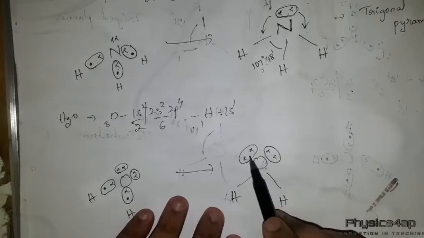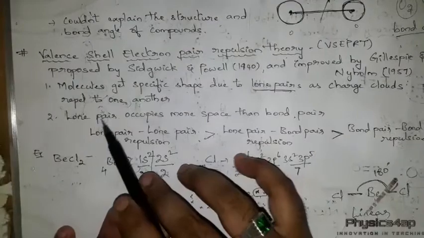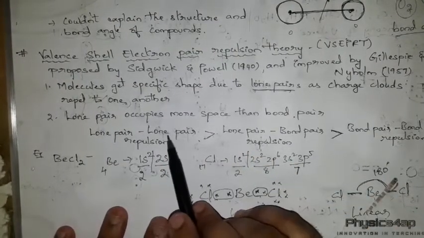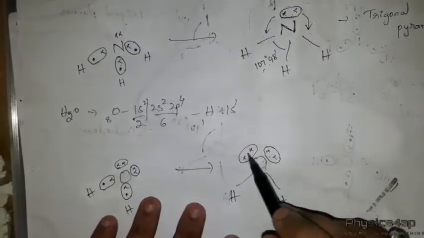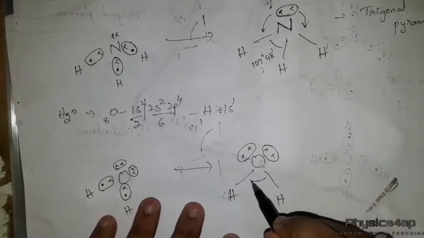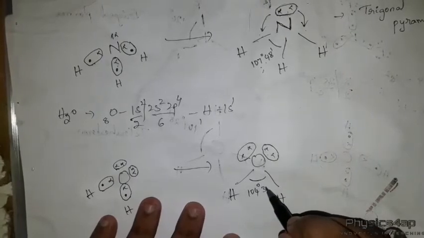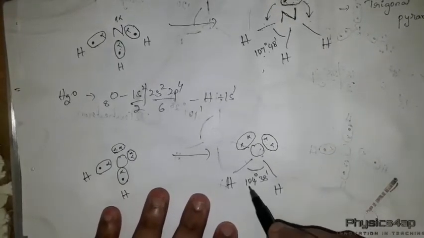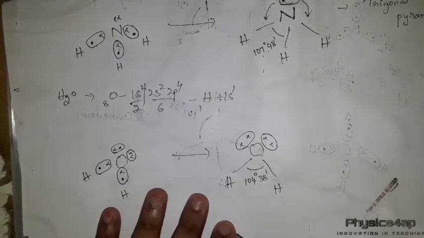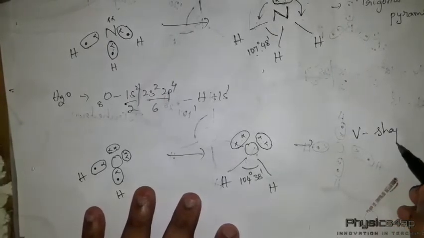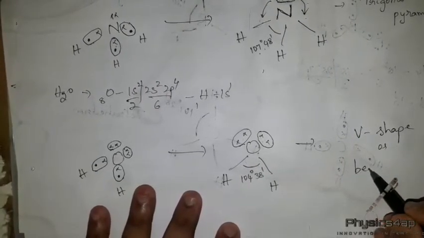When there are 2 lone pairs, the 2 lone pairs occupy more space, as we have discussed here. The lone pair occupies more space than the bond pairs, so the greater repulsion will be for lone pair and lone pair. So the lone pair gets repelled more, and the bond angle also decreases, and we have here 104 degrees 38 minutes, or sometimes we call it 104 degrees 5 minutes. That varies over here. So the structure which we call the V shape, or the bent shape.